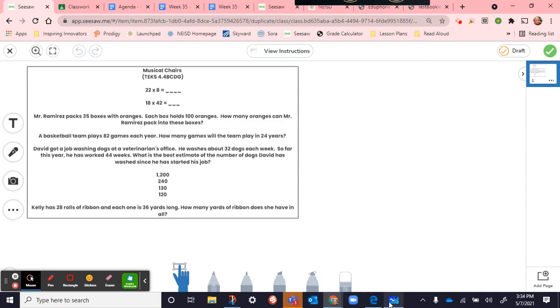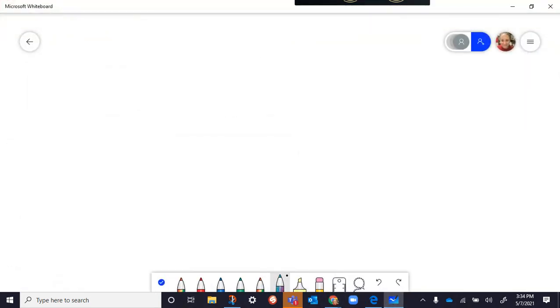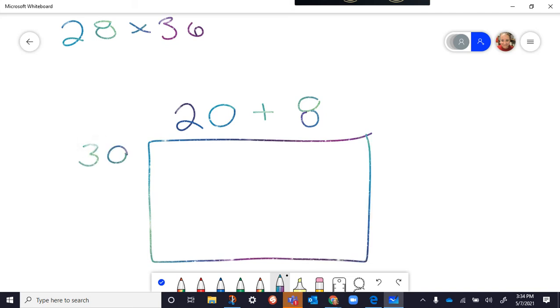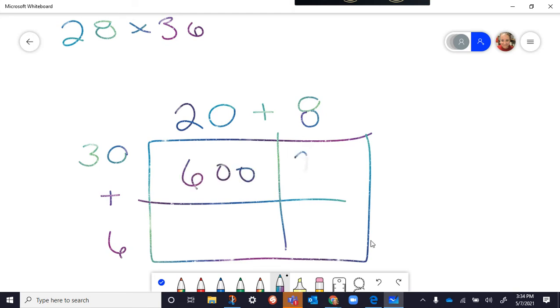So 28 times 36. And so we're going to break those down. So 28 is the same as 20 plus 8, because again, when I add those up, I get my 28. And this 36, the 3 stands for 30, and then 6. Now here, I'm going to multiply. 2 times 3 is 6 with the 2 zeros. 8 times 3 is 24 with the 1 zero. 2 times 6 is 12 with the 1 zero. And 8 times 6 is 48.